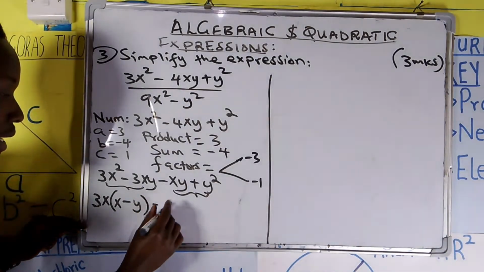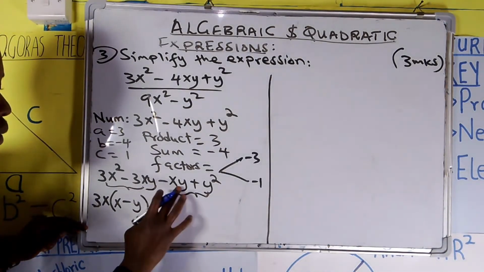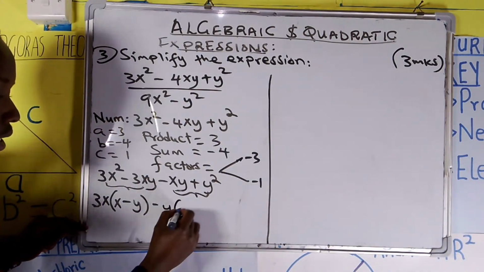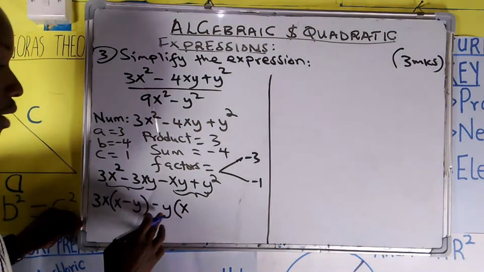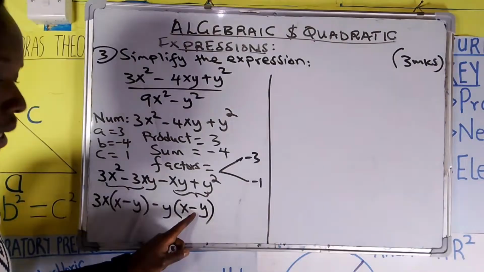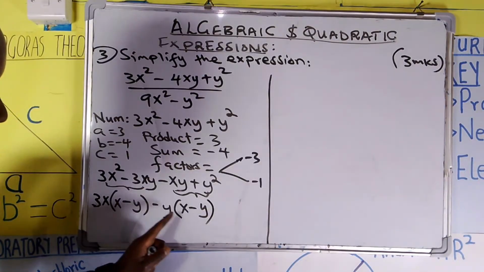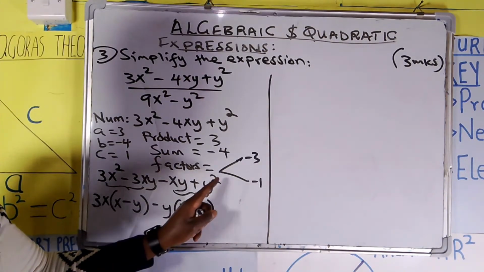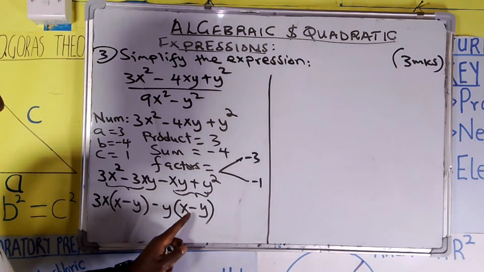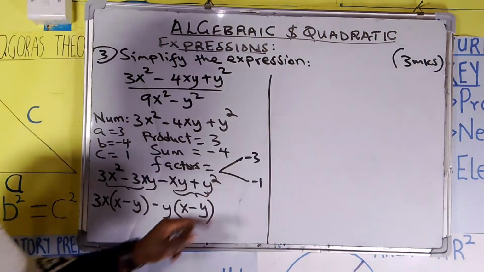Then hapa tuna minus, hapa y ndiyo common, so tutatoa y nje, ndani tubaki na nini? Na x. Then y itamultiply na nini iwe y squared, itakuwa minus y. Why minus not plus? Because minus y times minus y will be plus y squared. A negative number or a negative variable times a negative variable will give us a positive variable.